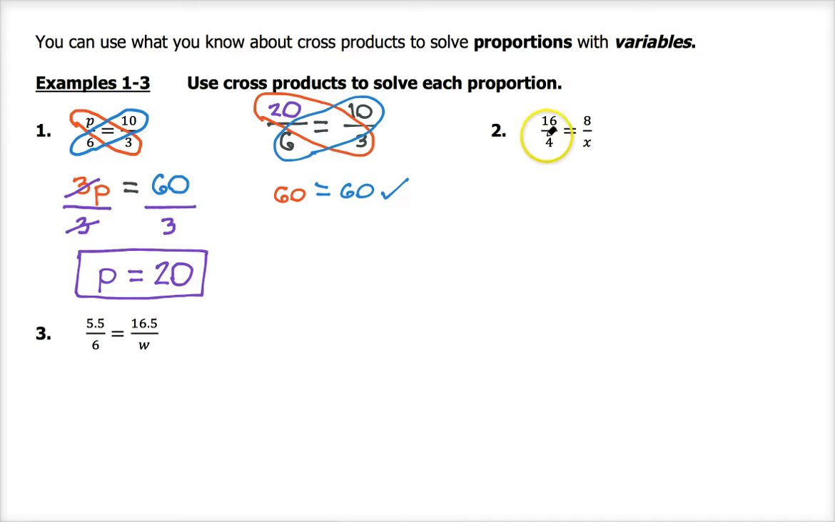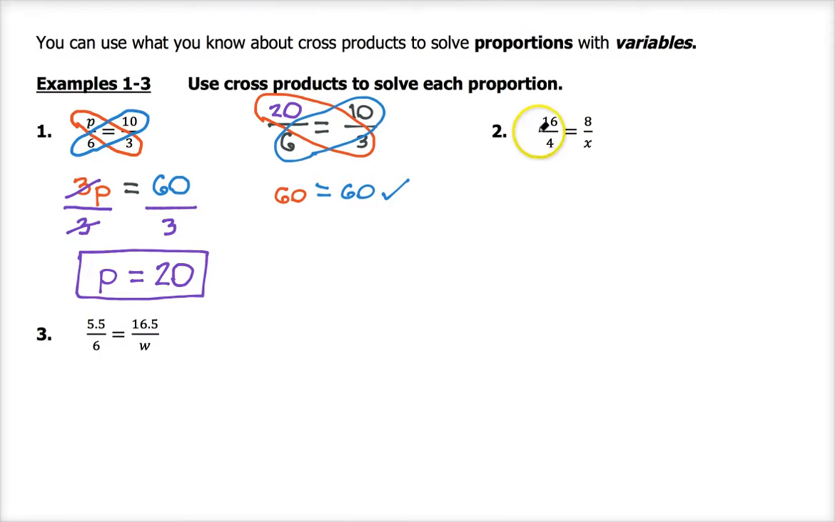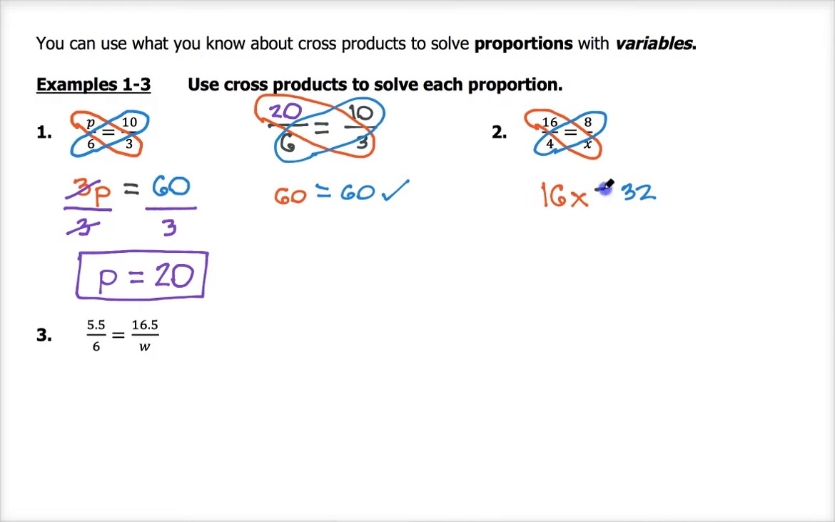Number 2, 16 over 4 equals 8 over x. Again, I'm going to take the cross product of my first diagonal. That would be 16 times x, or 16x, and then the cross product of my second diagonal, 4 times 8, which is 32, and I have 16x equals 32 now for my equation.